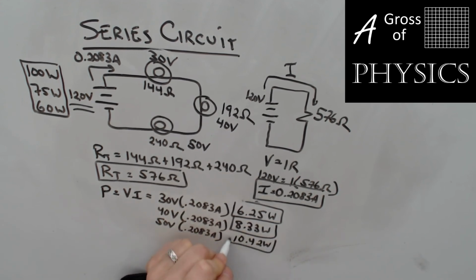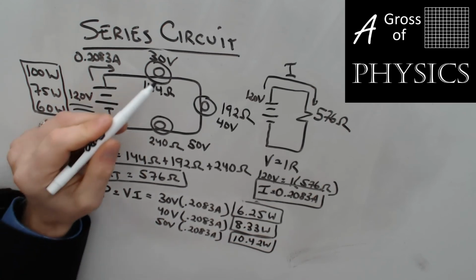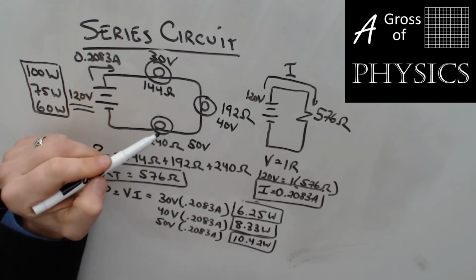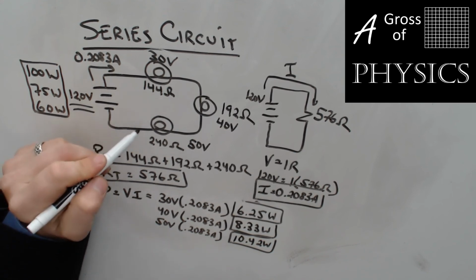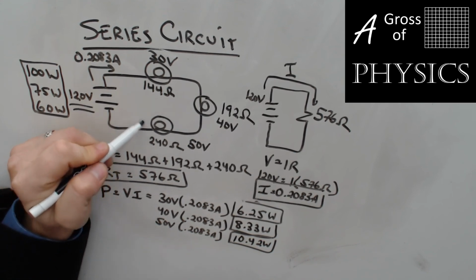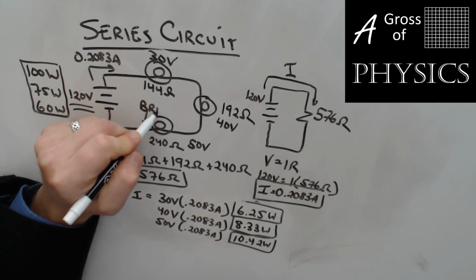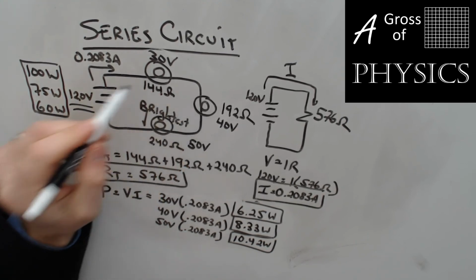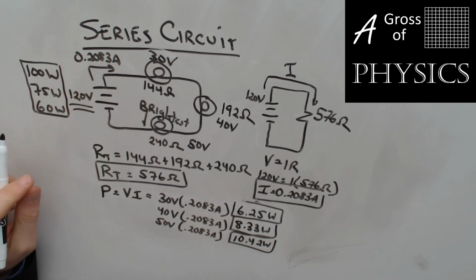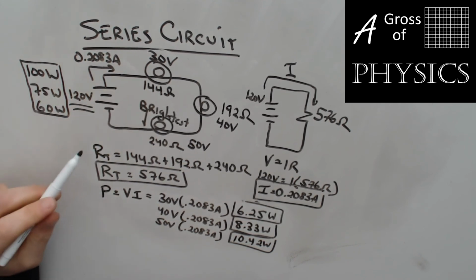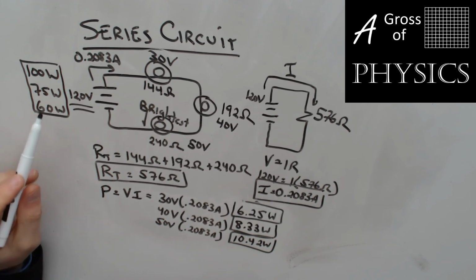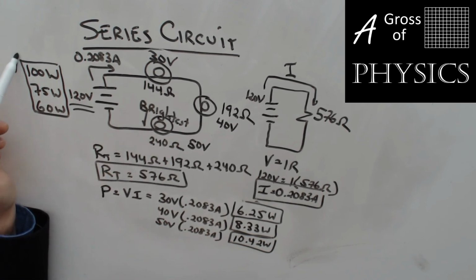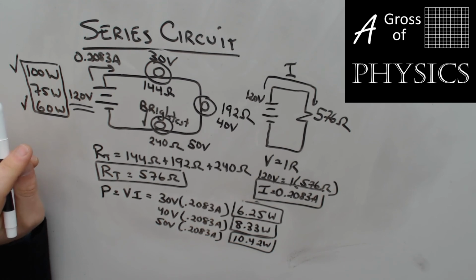10.42 watts. So if we connect the 100, the 75, and the 60 watt bulbs in series, the 60 watt bulb is actually going to be the brightest. So this is the brightest. The 75 watts in the middle, and the 100 watt bulb will be the dimmest. So depending upon how we connect light bulbs, if we connect them in series, the brightest rated bulb is going to be the dimmest, and the lowest rated bulb will actually be the brightest. And that's how we can analyze a series circuit.